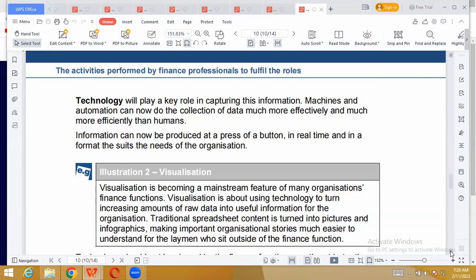Now, information can now be produced at a press of a button in real time. So in real time, we can be able to process this information in real, what? Process the information in real time, right? So that's the importance of information.